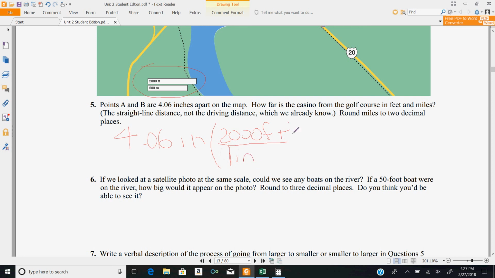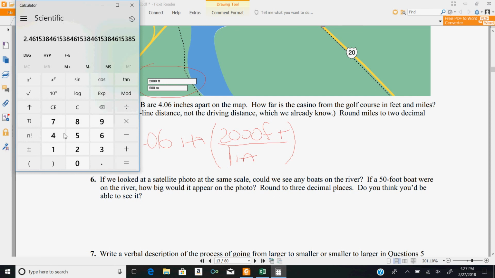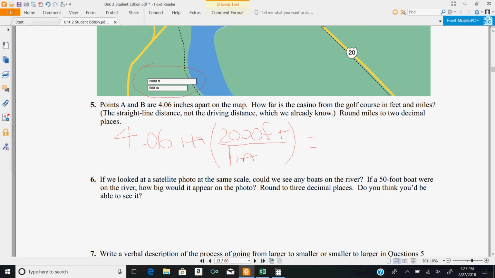2,000 feet per 1 inch. Well, this is not true dimensional analysis because we're using a scale factor, not a conversion factor. You'll notice the math works the same though. I still cancel my inches, and I now have 4.06 times 2,000, and I get 8,120 feet.